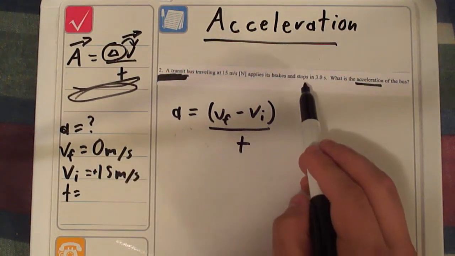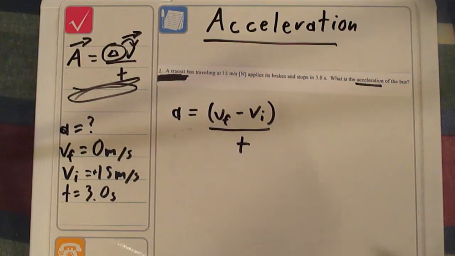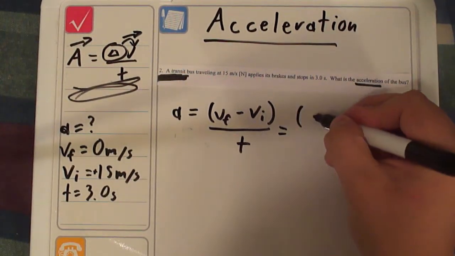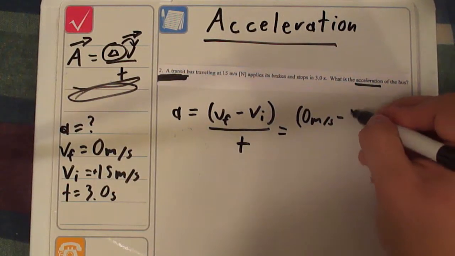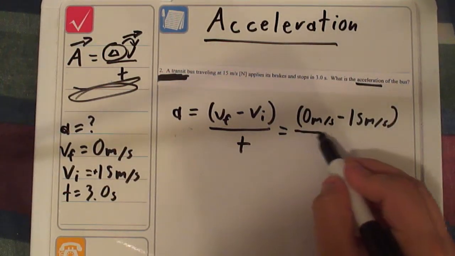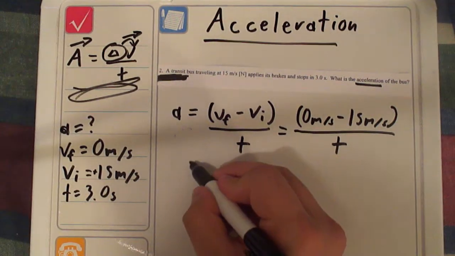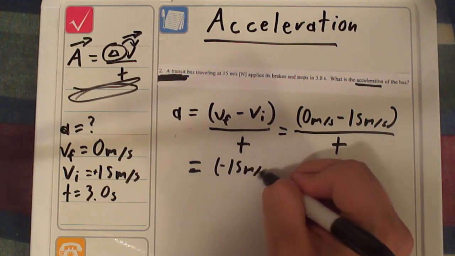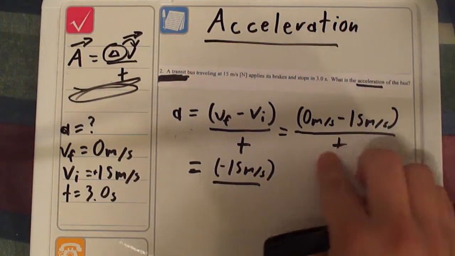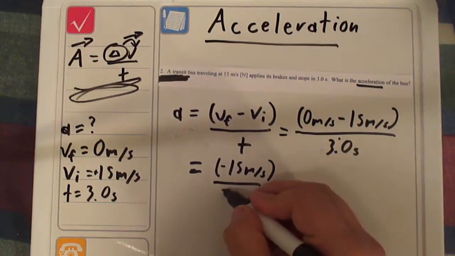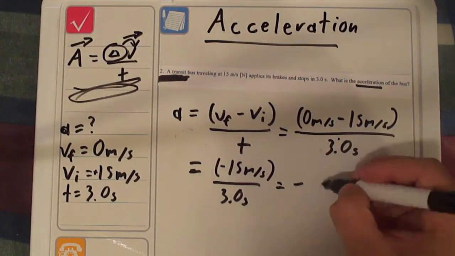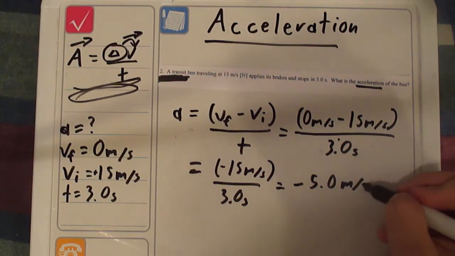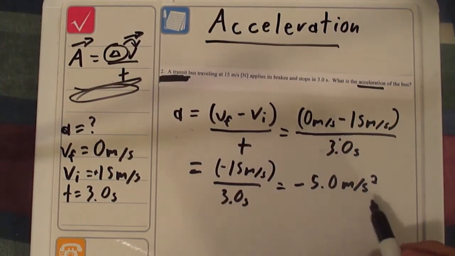Then I'm looking for time. Well, time equals, it stops in 3.0 seconds. 3.0 seconds, obviously. I'm looking for acceleration. Acceleration is right there. I can plug everything right into my equation. You then get 0 meters per second minus 15 meters per second divided by time, then equal negative 15 meters per second over 3.0 seconds. 3.0 seconds equals negative 5.0 meters per second squared.